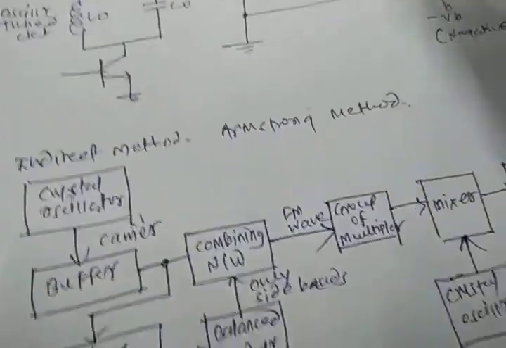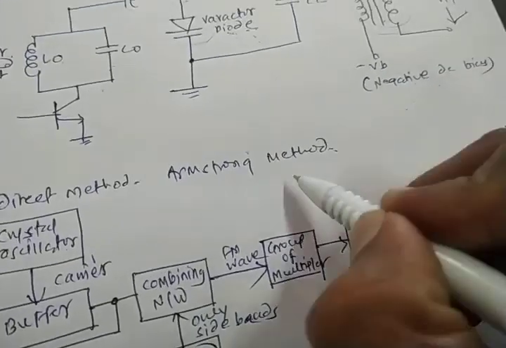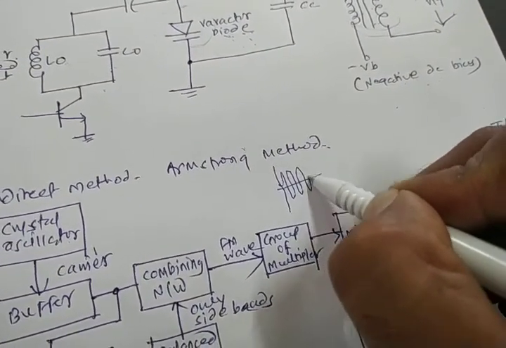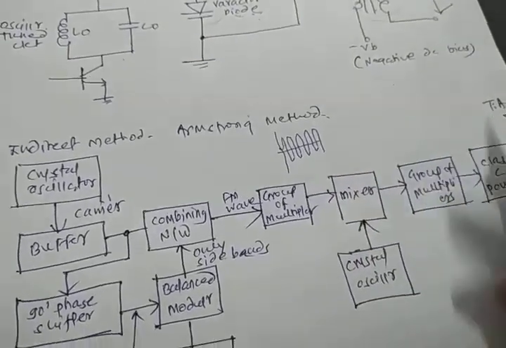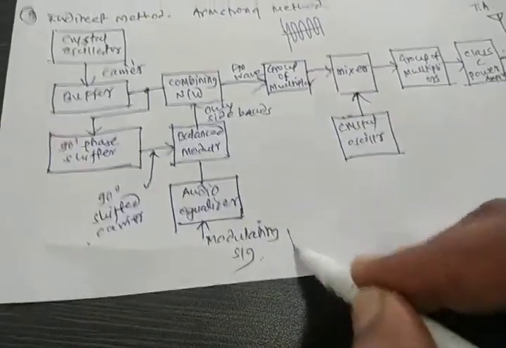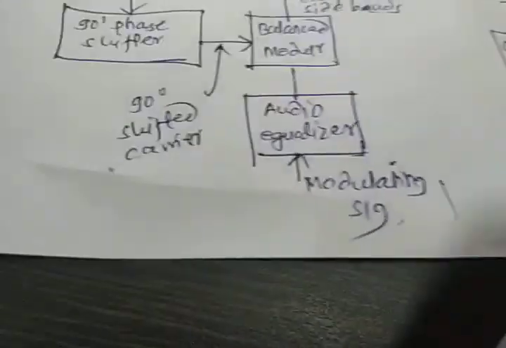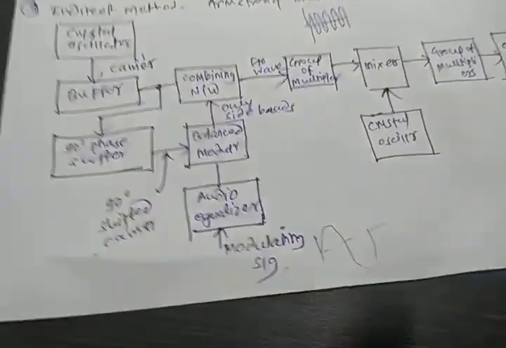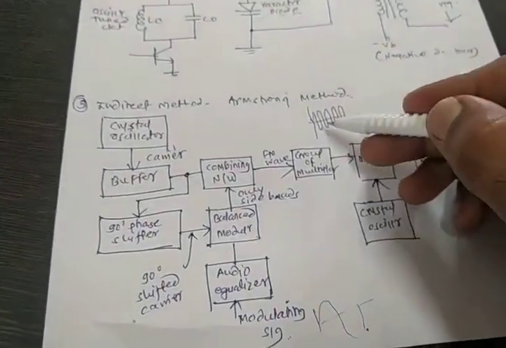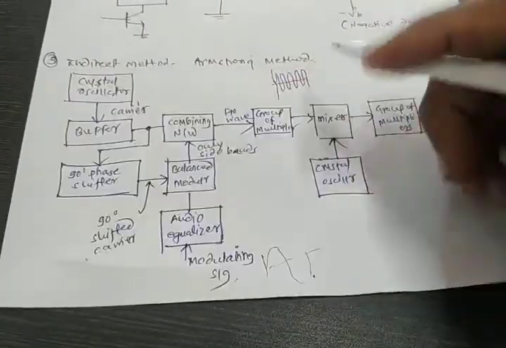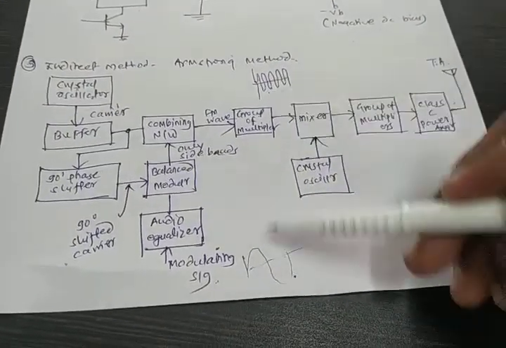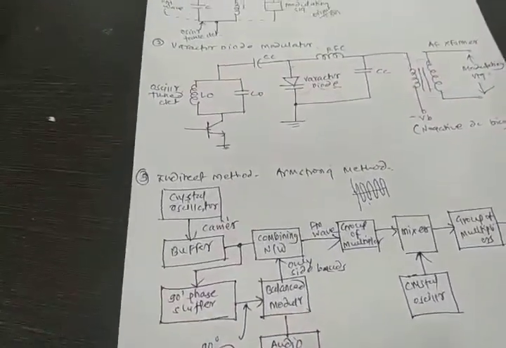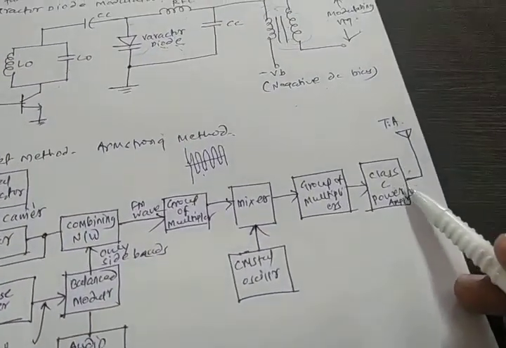Carrier signal means, here I will draw the carrier signal. The nature of the carrier signal is constant. This one is called the carrier signal. And here you can observe the modulating signal, which is our original signal, a sine signal. This is called the original signal, and this is called the carrier signal. The combination of these two, the carrier signal and the original signal, is generated, and then the frequency modulated signal is obtained across the class C amplifier.